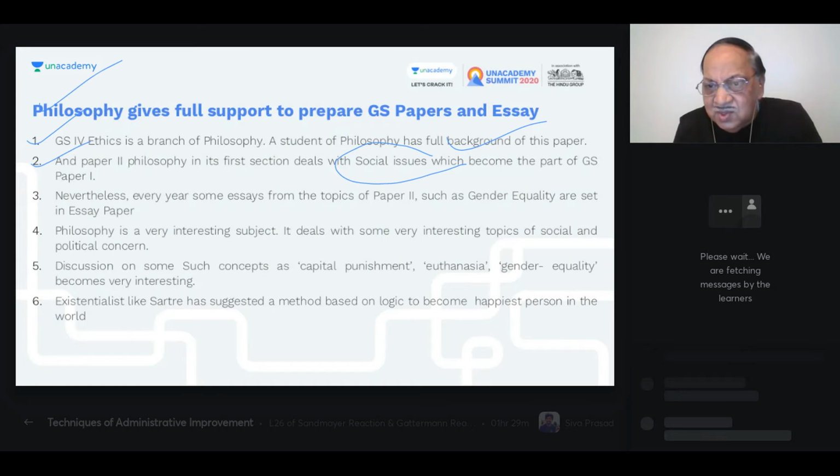Thomas is asking one question: Sir, how much time will it take to cover the philosophy syllabus for UPSC optional? It will take hardly 3 to 4 months, not more than that, because the syllabus is so short that when you become serious and give even 3 hours daily, you can complete it in 3 to 4 months.